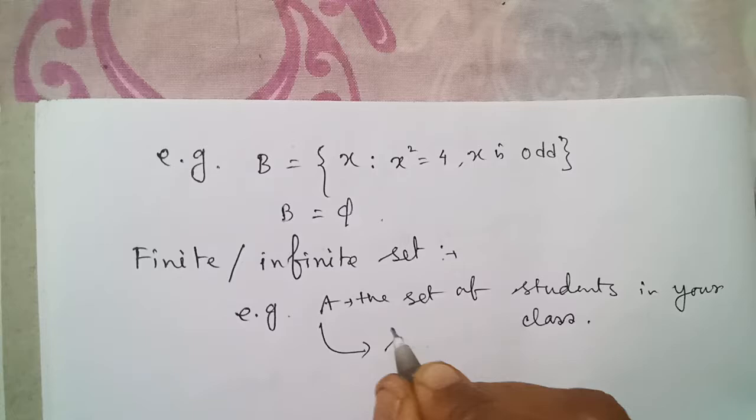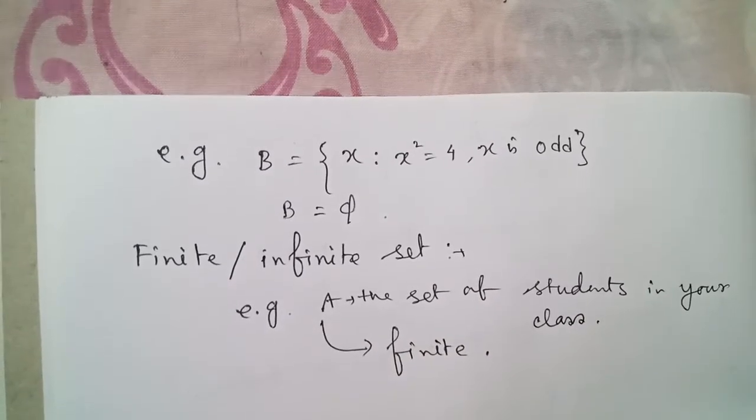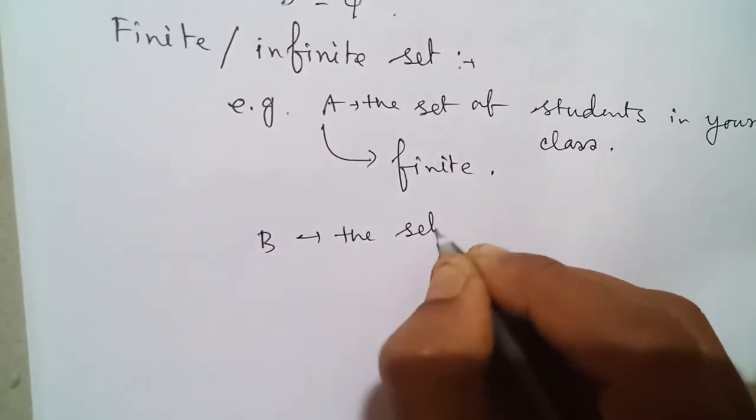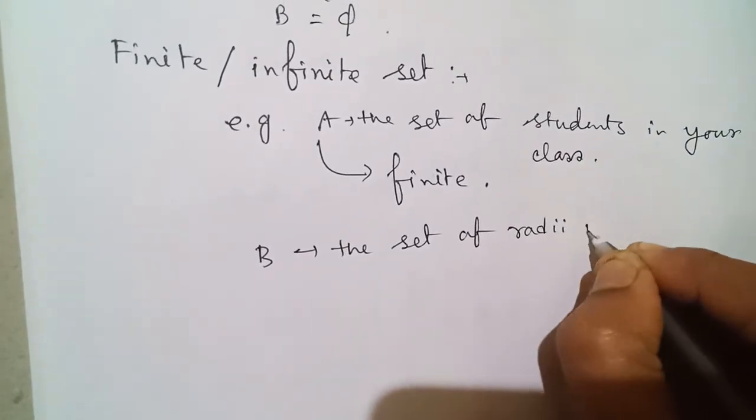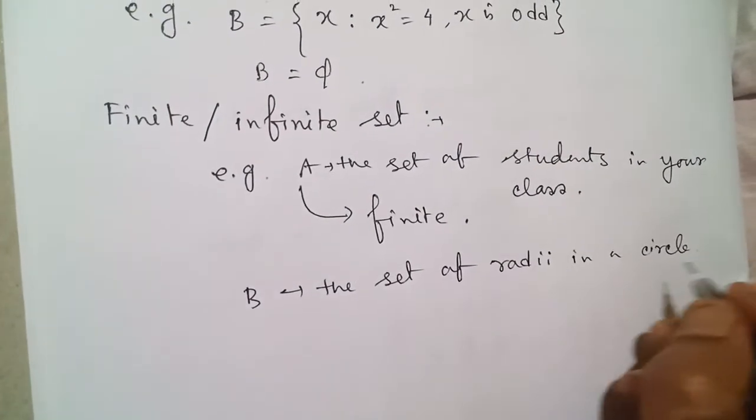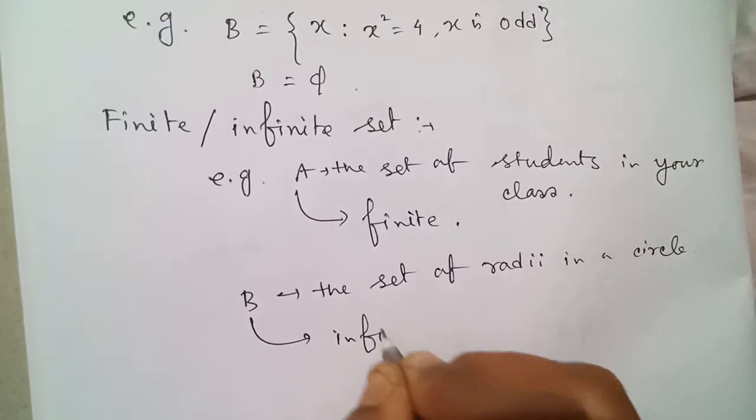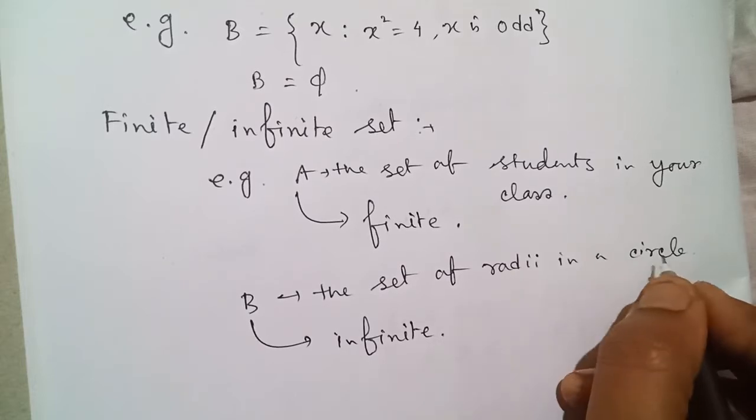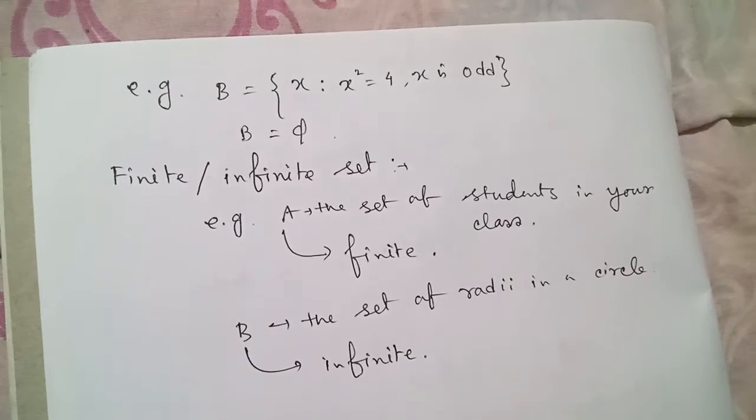Obviously A is then finite, and B, the set of radii in a circle. Therefore obviously B is infinite. Why infinite? Because the number of radii in a circle is infinite, as the number of points on the boundary is infinite.